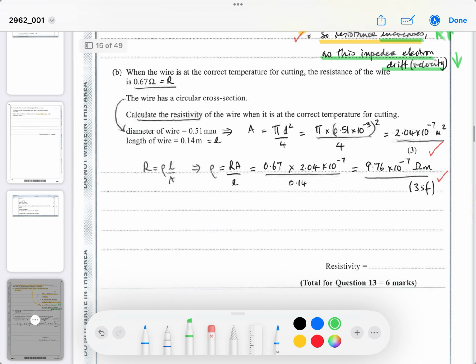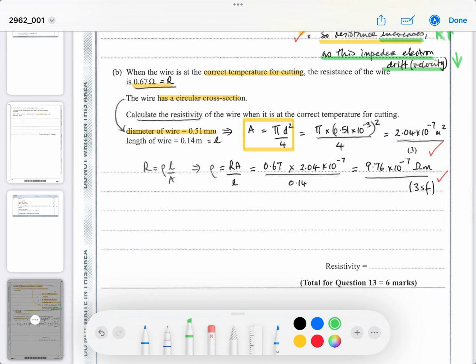Part B then goes on to look at the resistivity equation when the wire is at the correct temperature for cutting. So in other words, it's hot. The resistance of the wire is this many ohms. Yeah, the wire has a circular cross section. Yeah, they're giving you the diameter of the wire, so these are length. They're giving it in millimeters. You've got to change it into meters, and you've got to work out the cross-sectional area. Yeah, using pi d squared over 4, which is the same as pi r squared.